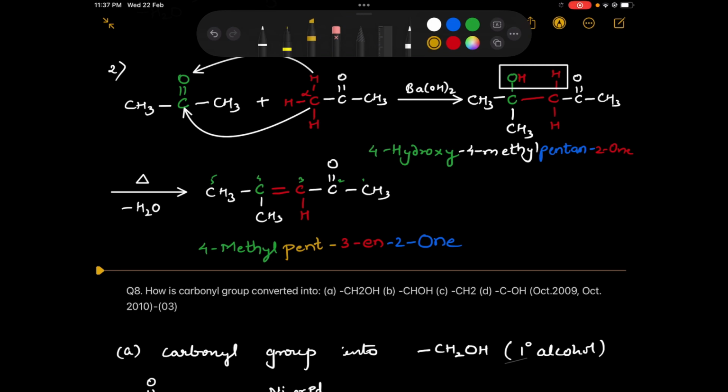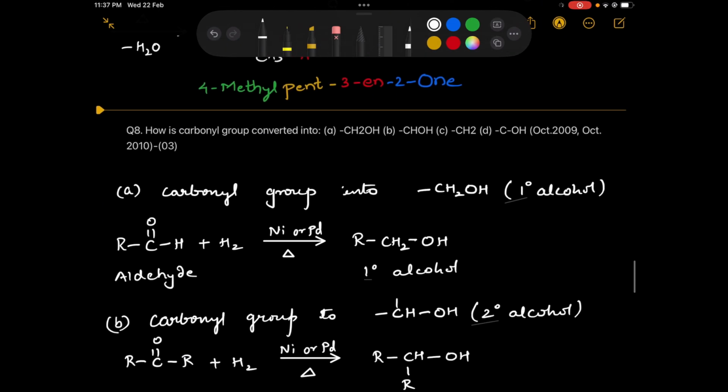Now at the second position we are having the carbonyl group, which is actually a ketonic group, so we have 2-one, and we do have a substituent over here at the 4th position. That's why it's written as a prefix here: 4-methylpent-3-en-2-one. I hope you have understood the nomenclature here. Let's move on to the next one.